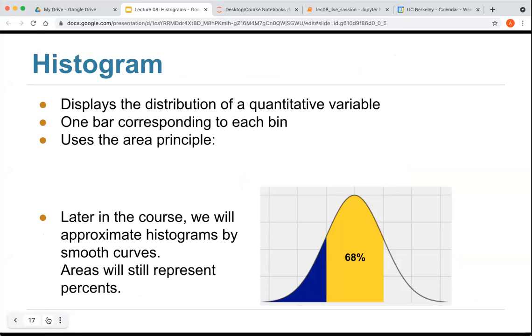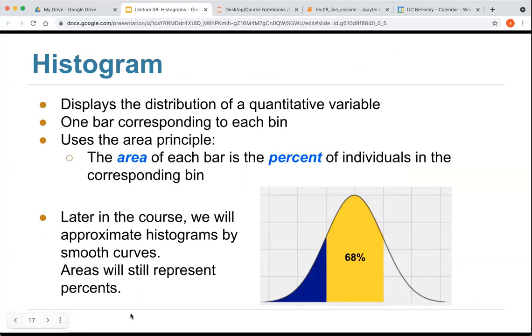A histogram displays the distribution of a quantitative variable. There's a bar corresponding to each bin. The area of the bar is the percent of individuals in the bin. The principal reason for that is, when you have such a display, a bar chart, a histogram, you are displaying the data that you have at hand, but usually you want to use it to say something about the larger world. So you want to be able to compare with other distributions, other histograms, and very often we just want to roughly draw a smooth curve over it.